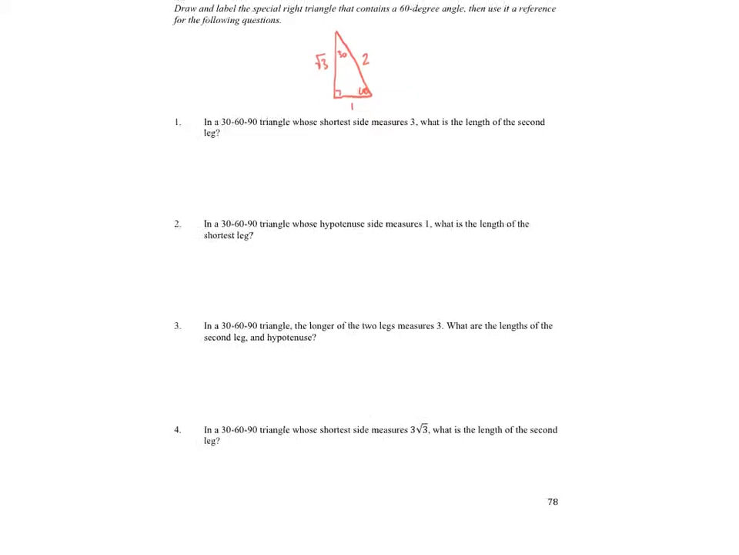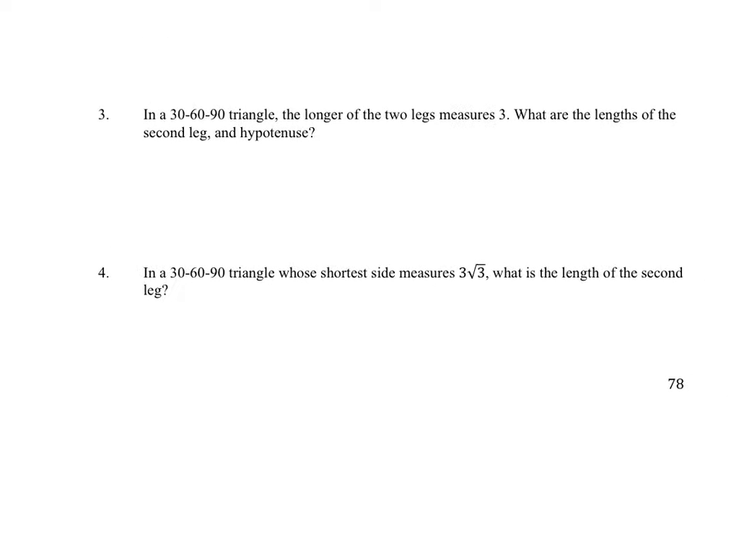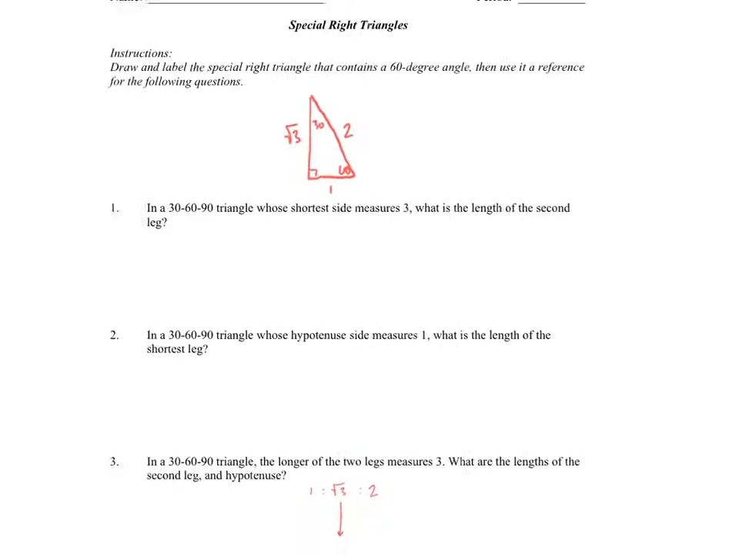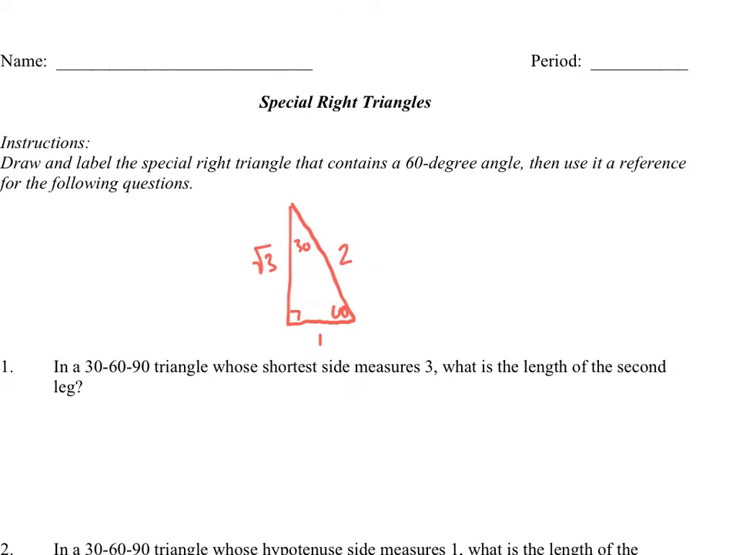Okay, so 3 says it's a 30, 60, 90 triangle, and already I can do this. I know that the normal ratio of leg to hypotenuse is 1 to radical 3 to 2. And it says the longer of the two legs measures 3. That's this side, right? The reason I know it's that one is because the radical 3 is one of the legs, and it's longer than 1. So I know that's the longer of my two legs.